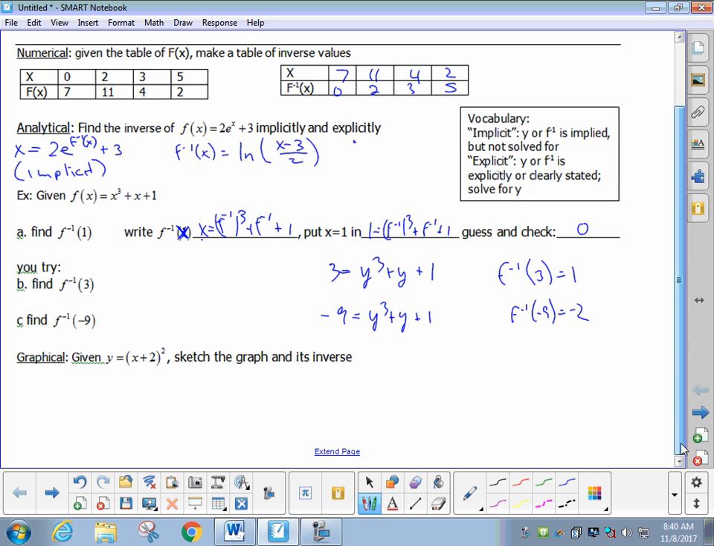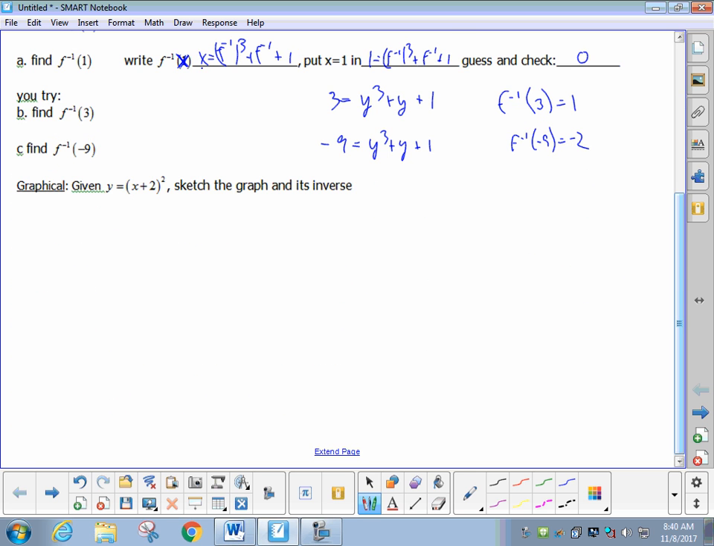All right, then, graphically, let's talk inverse and its graph. y equals (x plus 2) squared. Speak some math to me. What does it look like? It's a parabola shifted to the left 2. What's the math word for shifted? Translated. Nicely done. So it's a parabola translated left 2, or shifted left 2, like most people say.